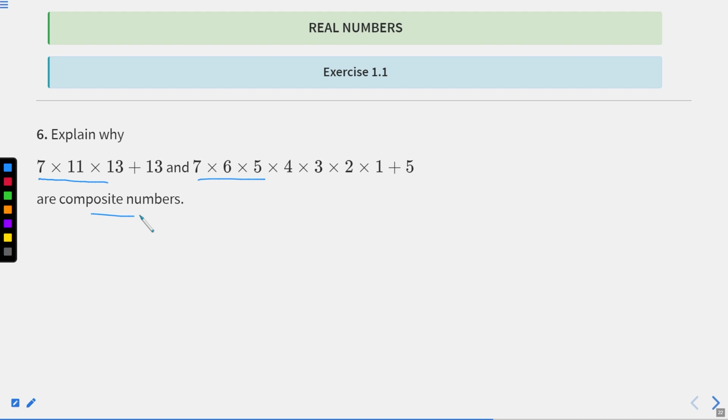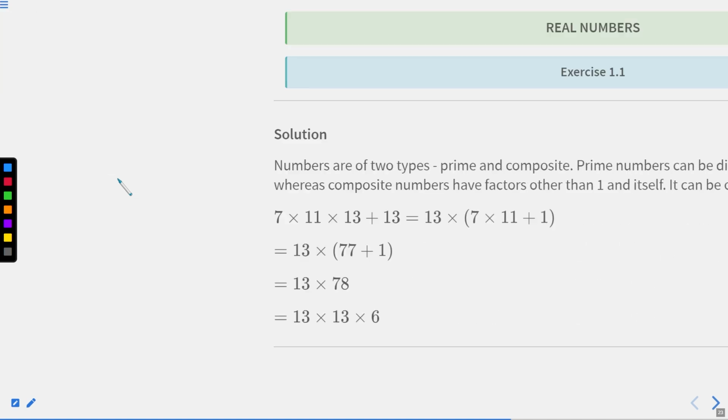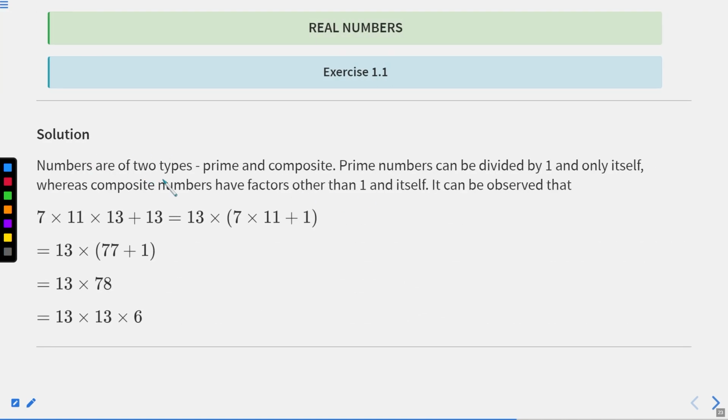So here, this number 7 into 11 into 13 plus 13. Here we explain why this is a composite number. Numbers are of two types, we know: prime and composite. Prime numbers can be divided only by 1 and itself, whereas composite numbers have factors other than 1 and itself.